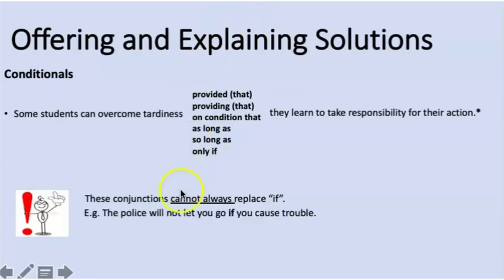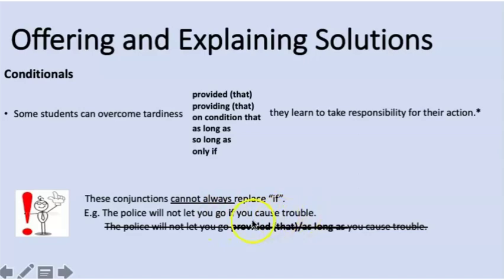Let's see the example. The police will not let you go if you cause trouble. Here, for example, we don't say that, provided that, as long as you cause trouble. It sounds like you should cause trouble. But here we want to say, if you cause trouble, the police will not let you go, so you shouldn't cause trouble. When you use provided that, it sounds like you should cause trouble in order to leave. So here it doesn't fit.